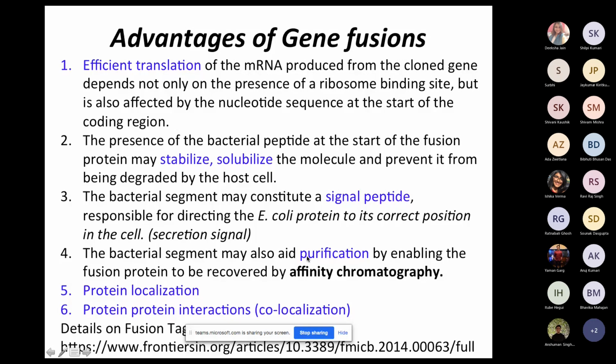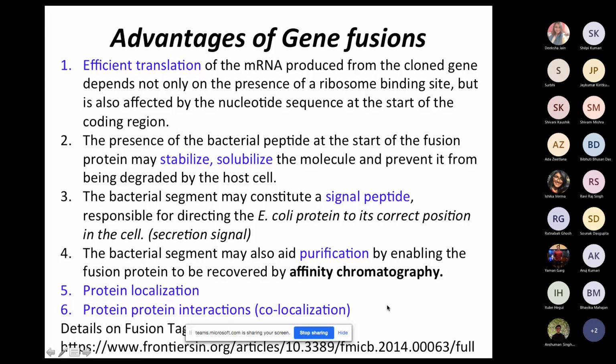Then another advantage is protein localization. If you add some tag which gives a fluorescent signal, then obviously it is very easy to monitor the movement of your protein within the cell through confocal microscopy or fluorescence microscopy. What you have to do is just make a fusion protein, let's say a GFP fusion with your gene of interest, and then you can monitor it anywhere in the cell. And I have a very good slide for the same, which I'll show you.